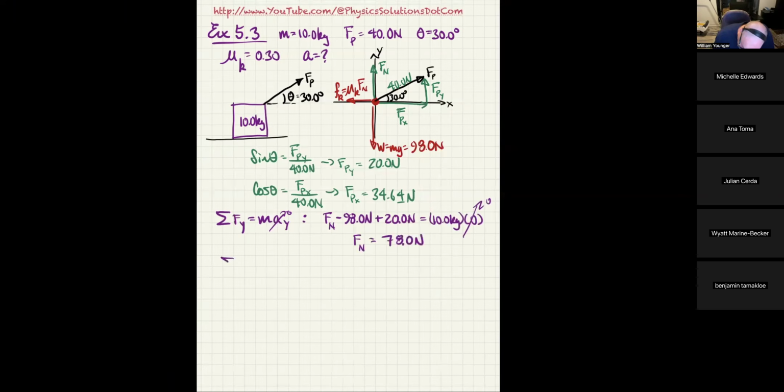Now I'm going to do the summation of the forces in the x direction is equal to mass times acceleration in the x direction. Now, we're actually intending to pull this box. We're pulling up with a little angle, that's actually good, it managed to decrease our normal force a little bit and made it a little bit easier because now the friction force is going to be less. But we now want to calculate the acceleration. So the force acting in the positive x direction is just FPX, and FPX is 34.64 newtons.